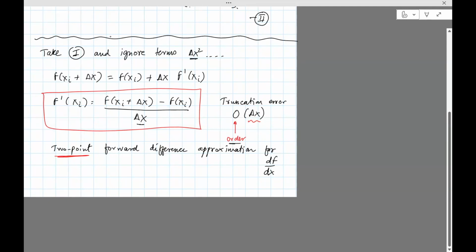Oh, you got it? Truncation. Oh, truncation error, yeah. Oh, this one, okay. Truncation. So chopping off things, truncating, causes this error.